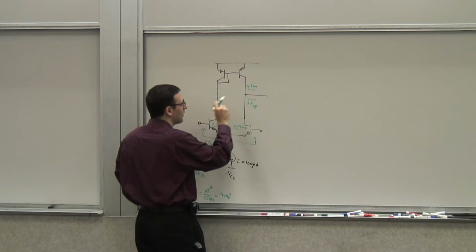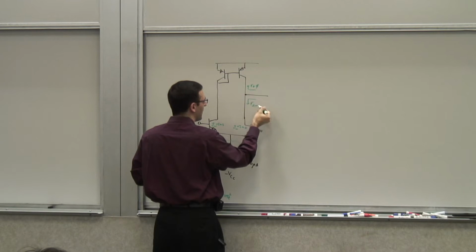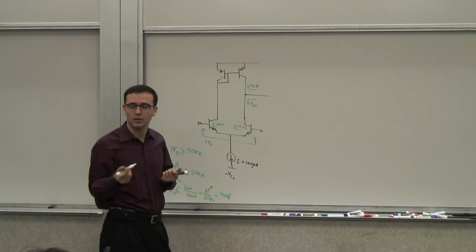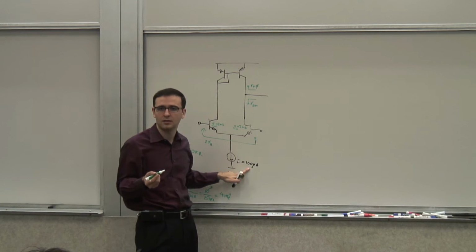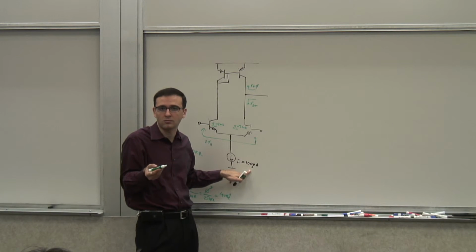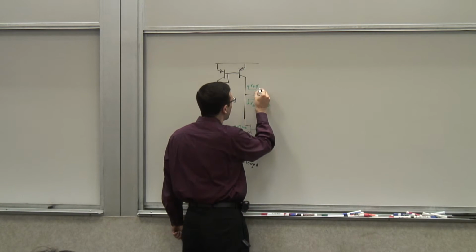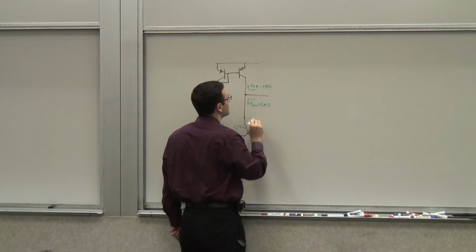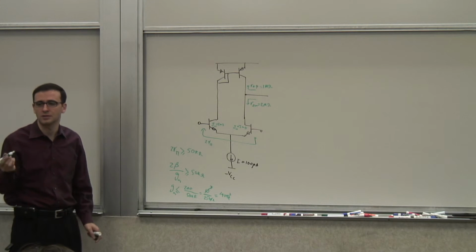Now, what is RON? Oh, sorry, this is ROP. This is RON. So what is RON? Right? So this gives me 2 megaohms. And how about ROP? It's 50 over that current, so that's going to be 1 megaohm. So it's a parallel combination of 1 megaohm and 2 megaohms, which is about 660 kiloohms.